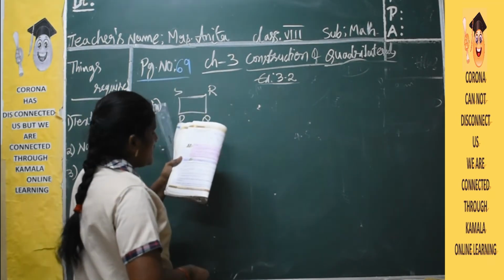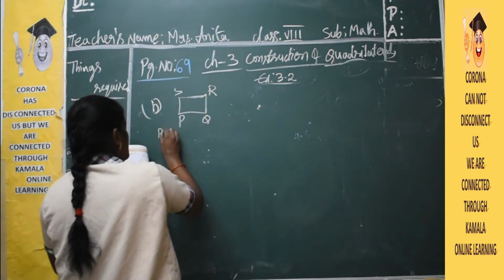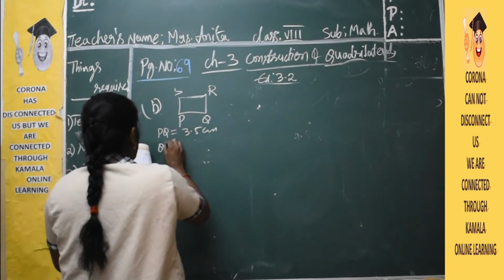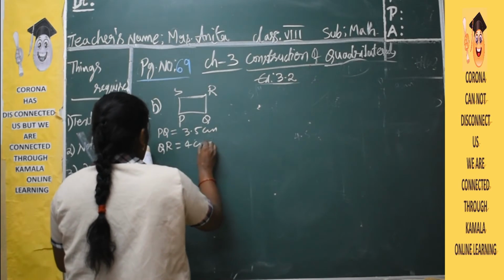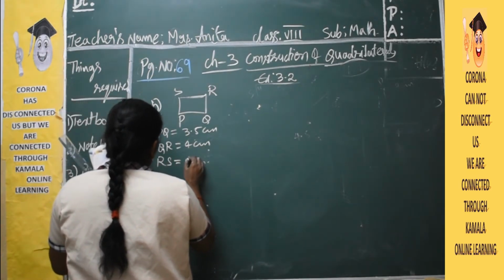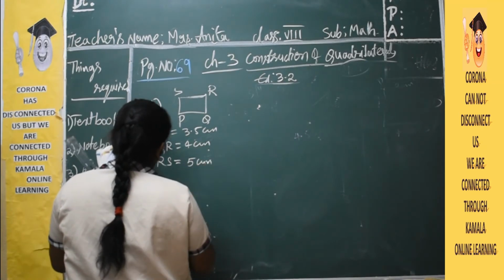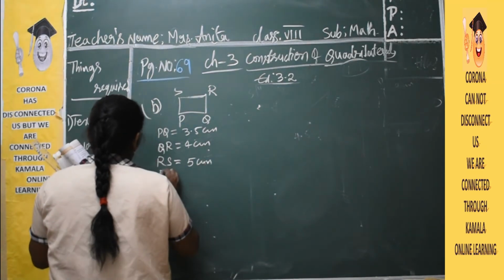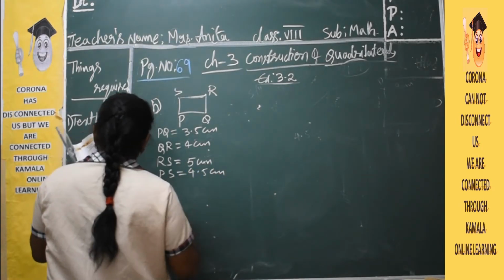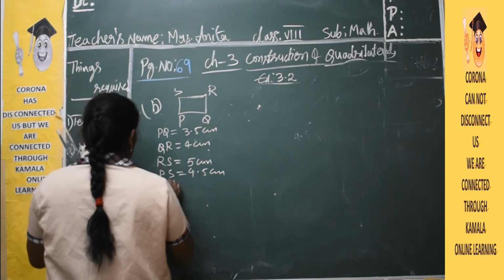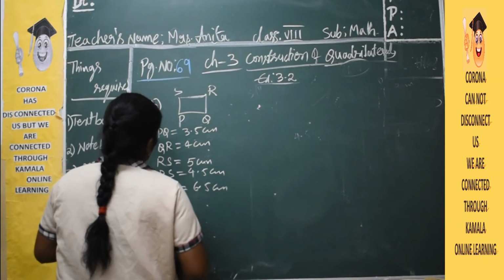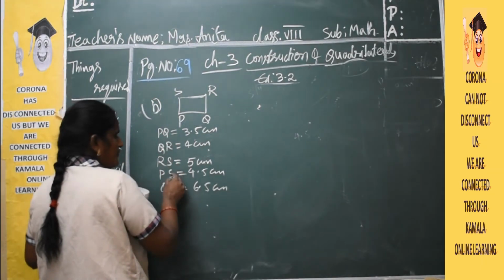In this quadrilateral PQRS, they are given PQ is equal to 3.5 centimeters and QR is equal to 4 centimeters. RS is equal to 5 centimeters and PS is equal to 4.5 centimeters. Next, QS is equal to 6.5 centimeters. So how many measurements are there? 1, 2, 3, 4, 5.